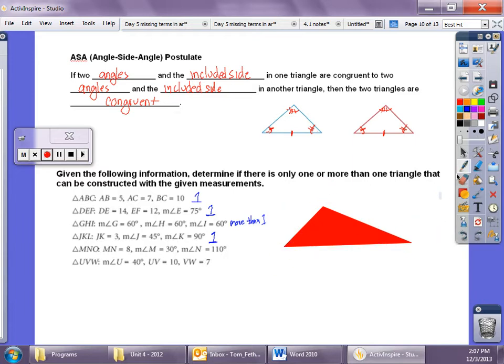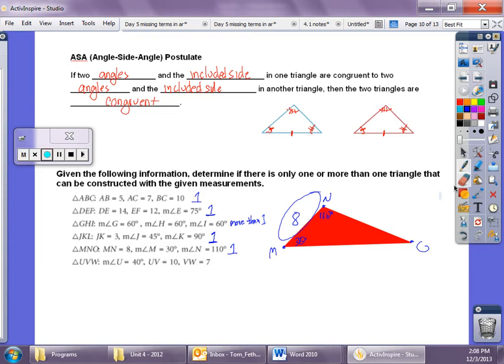And then we get to M, N, and O. So M, N, O. MN is 8. Angle M is 30. Angle N is 110. So once again, we have two angles and the included side. So that'll give us one triangle.